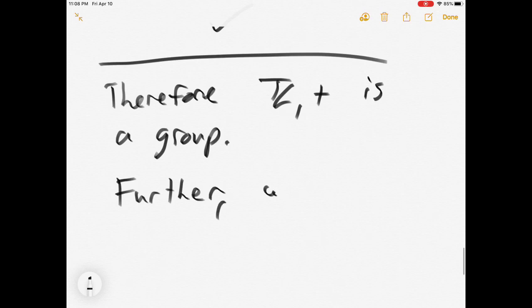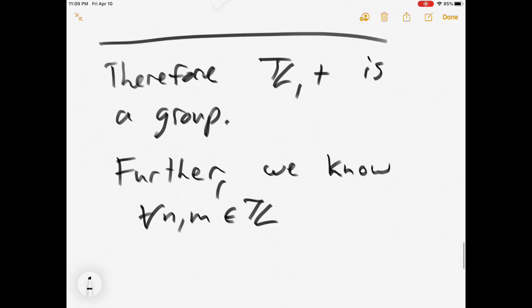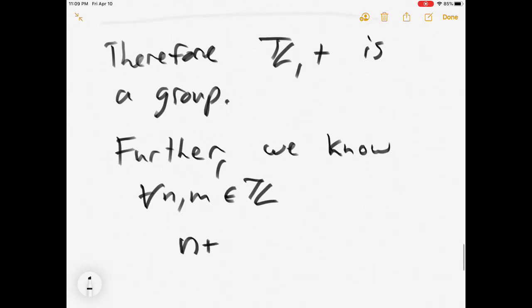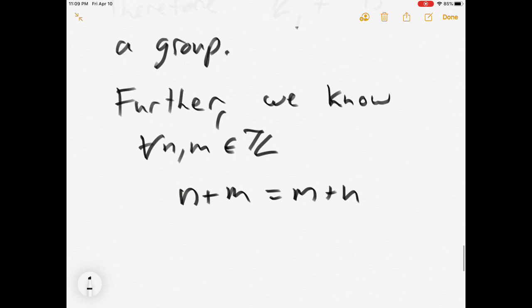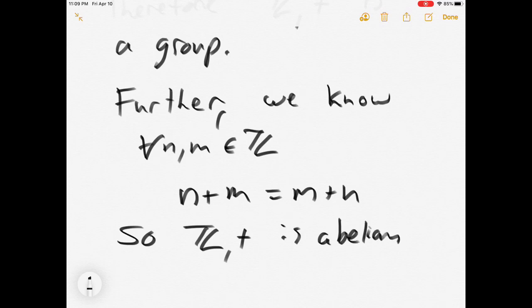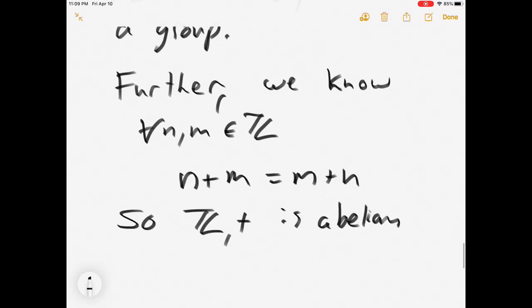But further, we know that for any integers m and n, if I take n and I add m, this is the same thing as taking m and adding n. So in fact, Z with addition is abelian. The elements commute with each other.